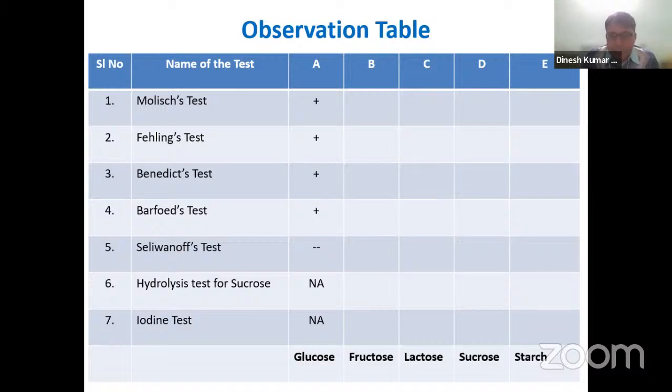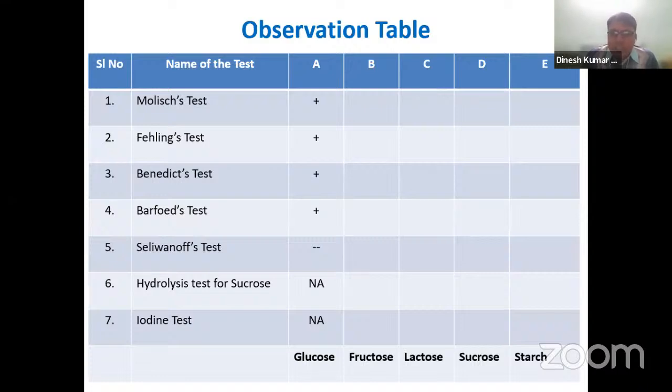Because it is a monosaccharide, there is no need for the hydrolysis test. And similarly, because it is a monosaccharide, no need to do the iodine test. And in the last, we can confirm that because of these tests or the groups present in the sugar molecule, it is glucose. And similarly, you can go for the other samples B, C, D, and E. So we can find that this particular food sample contains this particular sugar.